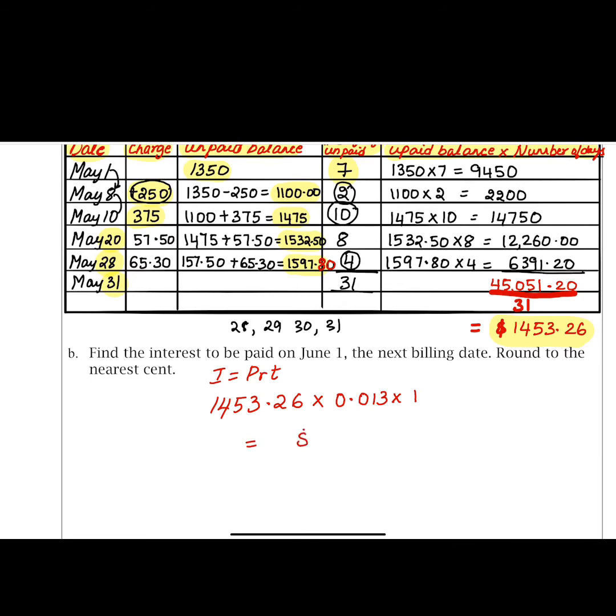So this is 18.89. You don't have to divide this by 12 because the way they calculate the interest rate for a credit card is per month. So the interest you pay is $18.89. So for this amount here, you pay $18.89 as the interest. So you're not only paying your $1,453.26, you also pay an addition of $18.89 as your interest.